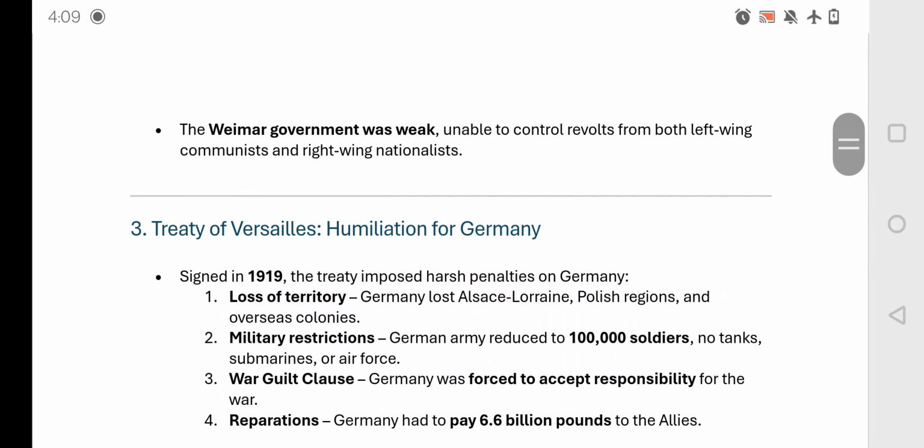The Weimar government was weak, unable to control revolts from both left-wing communist people and right-wing nationalist people. So there were two groups and both were criticizing the Weimar Republic. They both were attacking the Weimar Republic by saying that they were not being fair to the people of Germany by accepting the conditions of the Treaty of Versailles, and that's why they were known as November criminals.